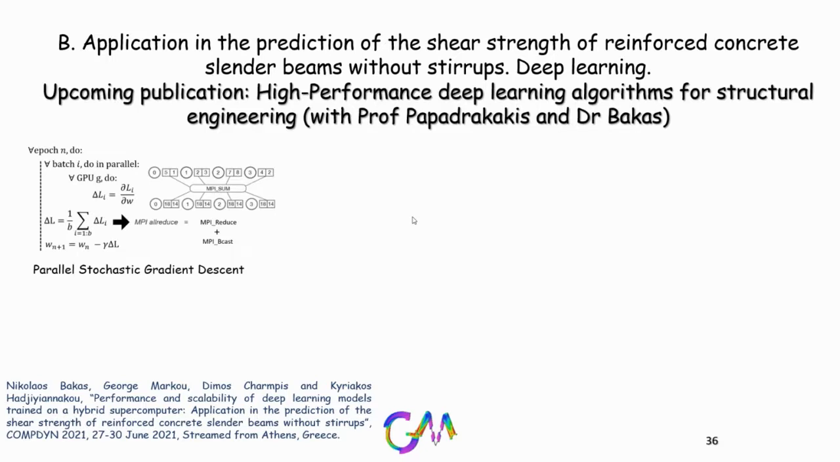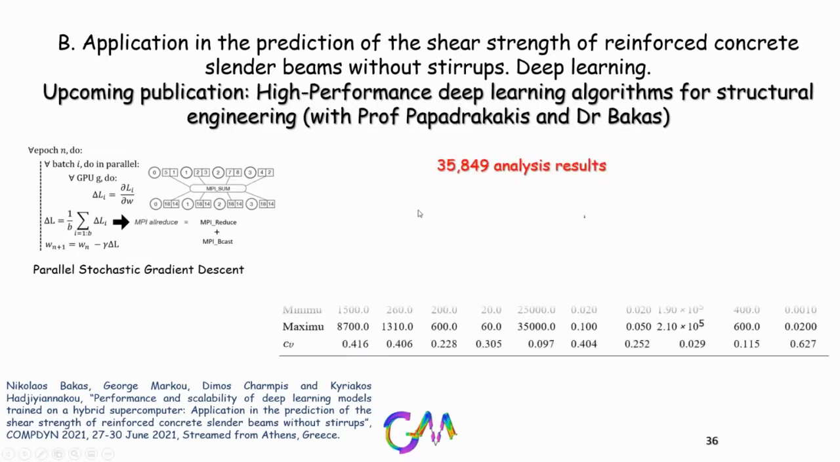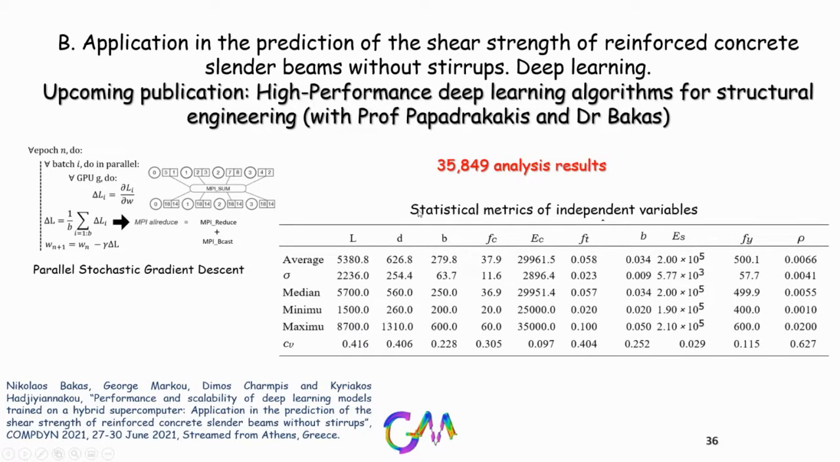They were Tesla graphics cards. 35,849 data sets were used. These are some statistic metrics of independent variables like the span of the structure, the effective width, and effective depth, the width, the uniaxial compressive strength of concrete, the Young modulus of concrete, tensile strength of concrete, this percentage. And then we have, in this case, Vita, which is the remaining shear strength, the steel Young modulus of elasticity, yielding strength of steel, and reinforcement ratio.